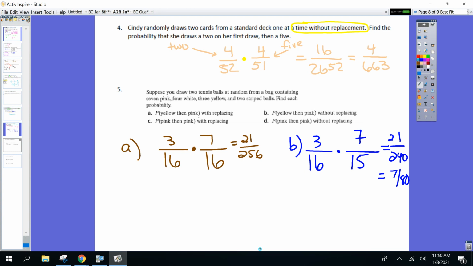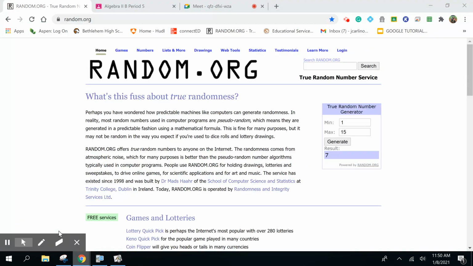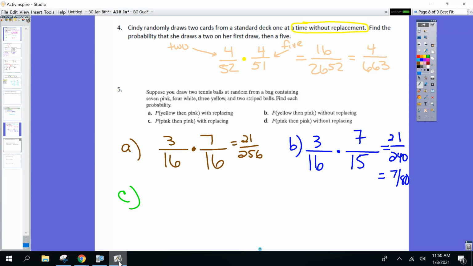All right. Let's bring this train home. Let's go pink, pink with replacing. Pink, pink. Colin, back to you. Here we go. Pink, pink with replacing, Colin. Come on. Be big, Colin. 7 out of 16.